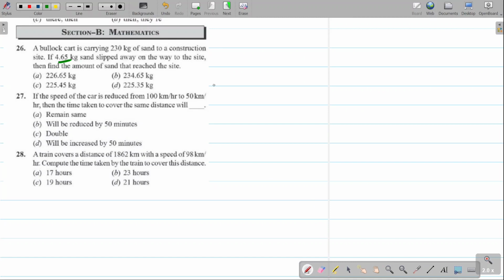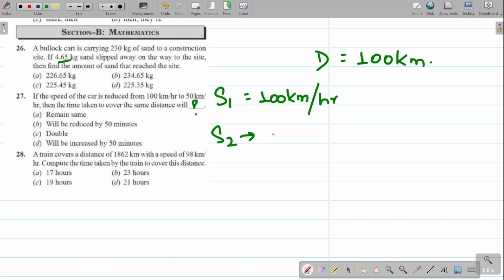In the next question, it says if the speed of a car is reduced from 100 km per hour to 50 km per hour, then the time taken to travel the same distance will be. In this question, I will assume a scenario where the distance is 100 km, a distance that we have to cover. Our previous speed, speed 1, is 100 km per hour, as given in the question. As our speed has reduced from 100 to 50, the new speed will be 50 km per hour.